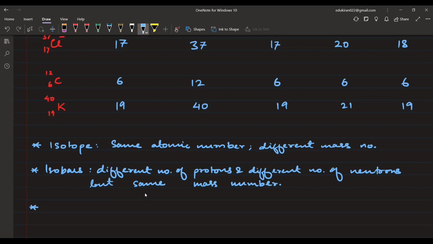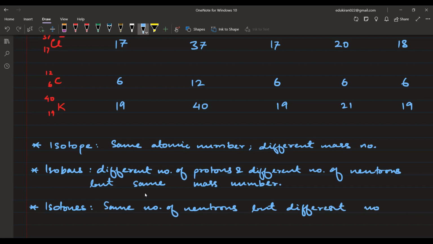Now, there's one more. Do you remember? Isobar, isotope, and there is isotones. Isotones have same number of neutrons, but different number of protons. Write these three definitions.